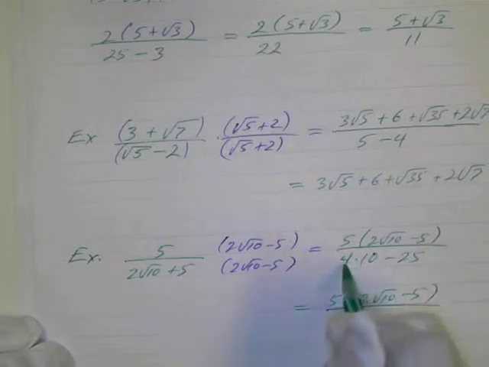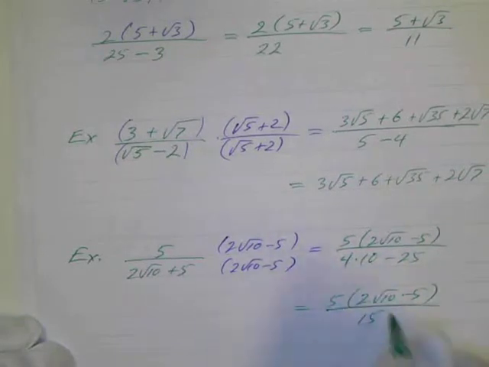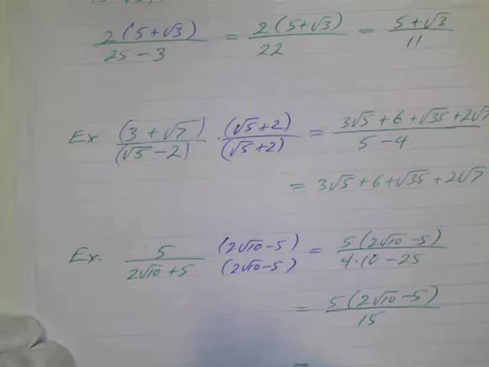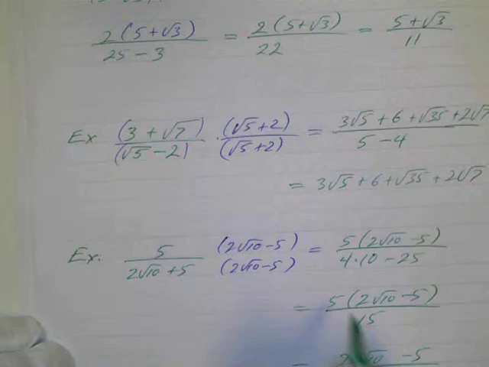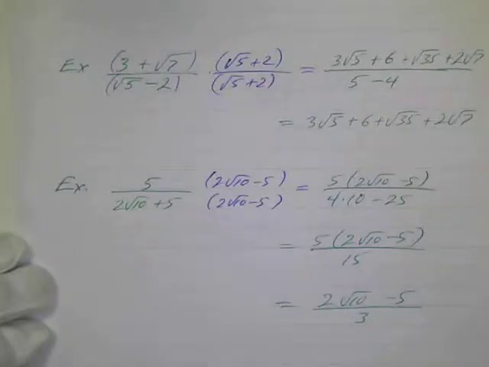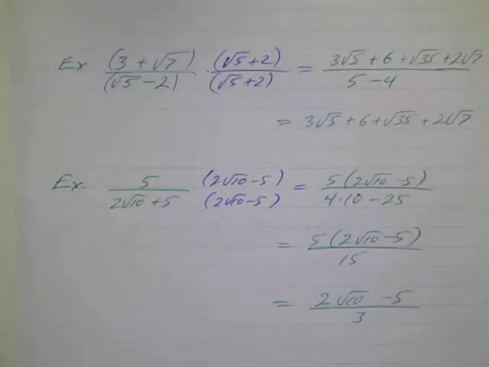And in the bottom, 40 minus 25 is 15, and we see that 5 goes into 15 3 times, so we can simplify that. 2 times the square root of 10 minus 5, all over 3, because 5 goes into 15 3 times. So there's your answer. Sorry about that. So again, rationalizing by multiplying the top and the bottom by the conjugate of the denominator.